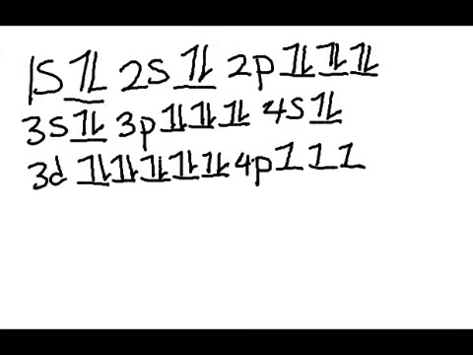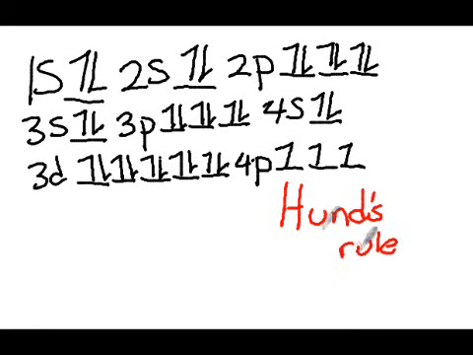Now the orbital notation is the same, but instead of writing an exponent of 2 or 6 or 10 in this case, what we're going to do is draw arrows to represent those electrons. Here's what it looks like.